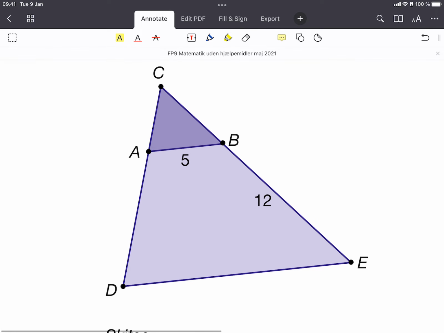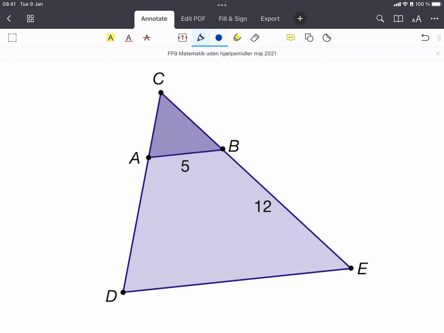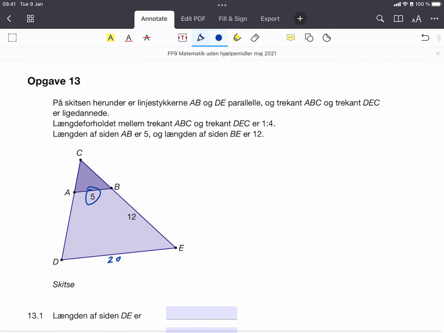Where that's 5, why doesn't that work? Try again. Well, there we go. Where that's 5, that'll be 20 in the big triangle. 4 times as much. So that answers our first question. The length of side DE is 20.